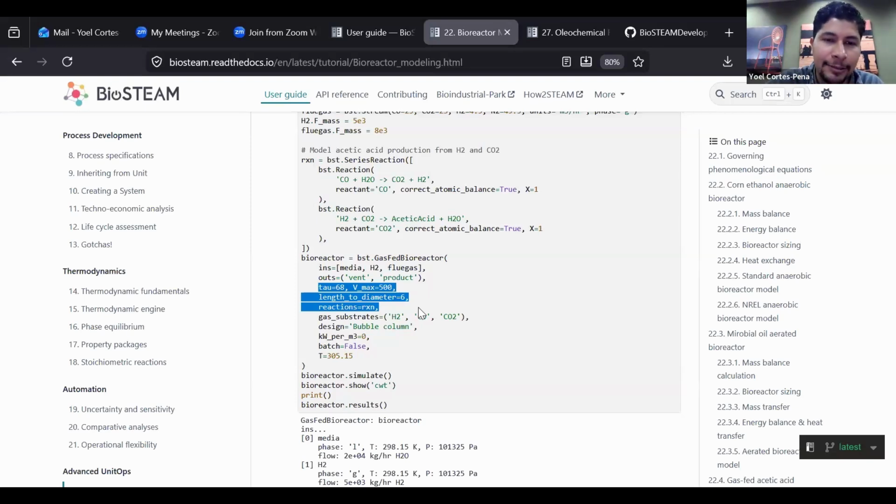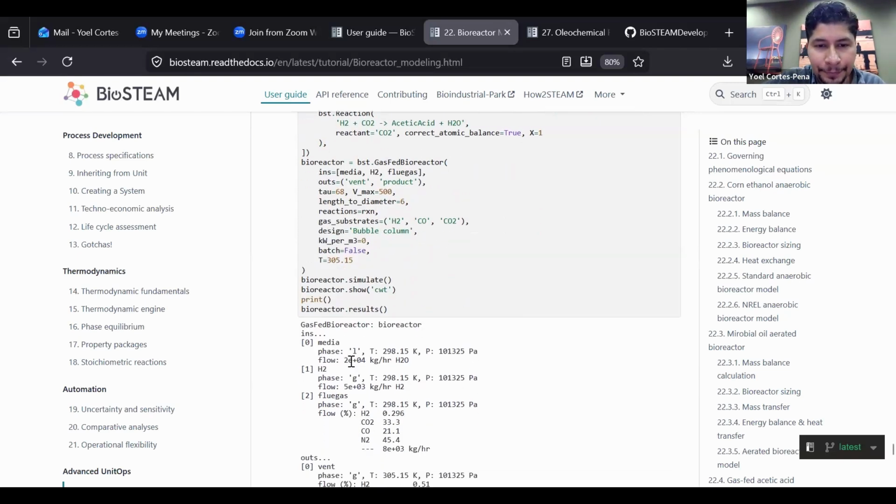We need a very high length to diameter ratio, and this is a more common length to diameter for this type of fermentation process. If we were doing aerobic, it would be more around 3. In any case, we also need to define what substrates are being transferred. And we're designing this as a bubble column. A bubble column does not include agitation. Rather, the bubbles just flow up and they help stir the bioreactor.